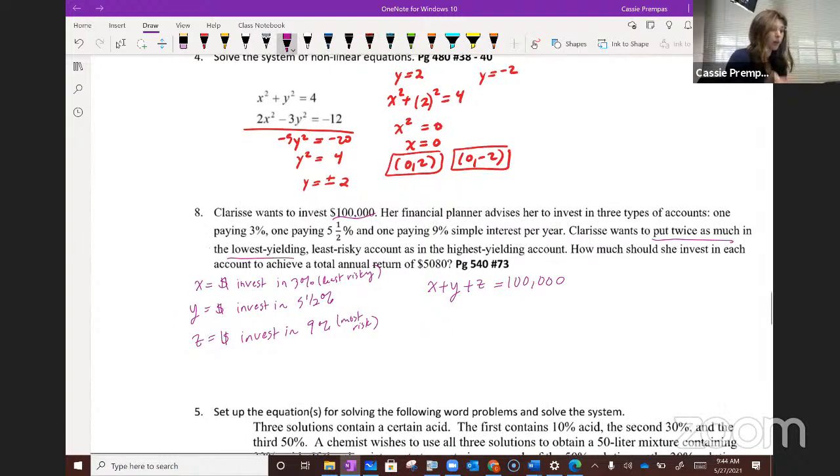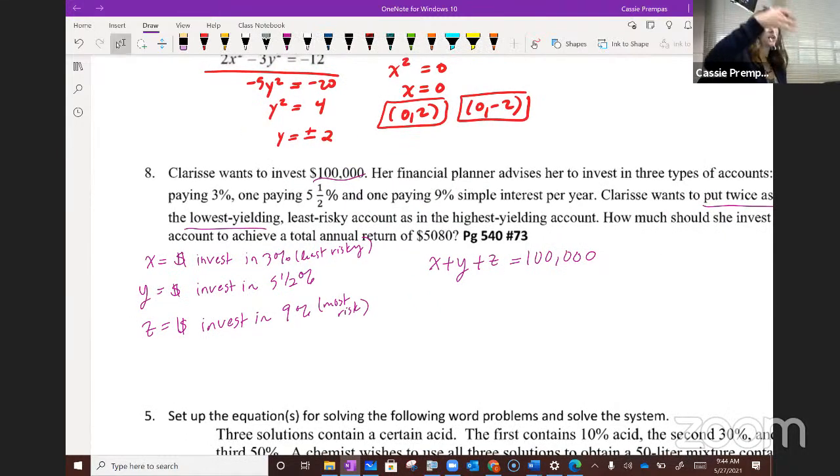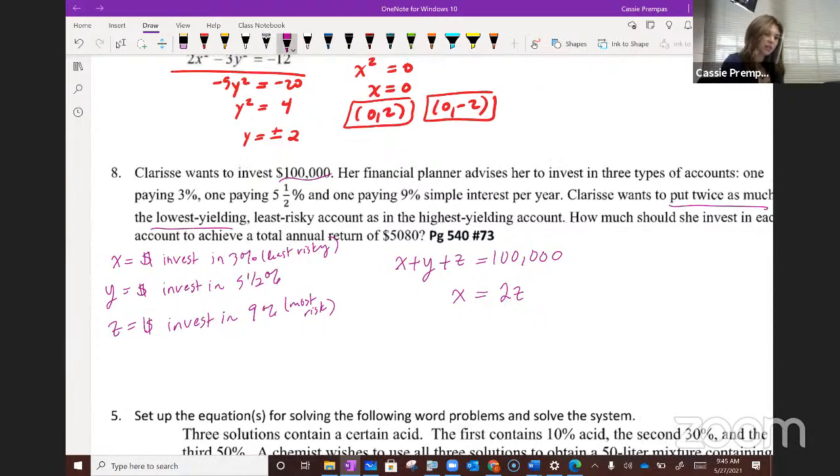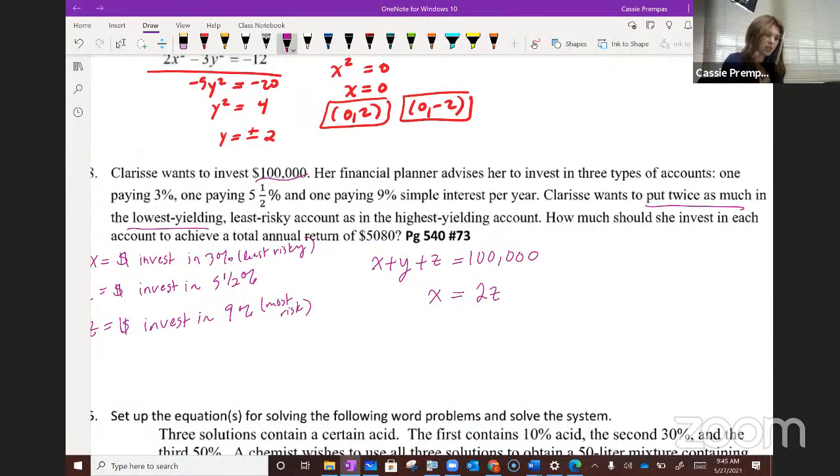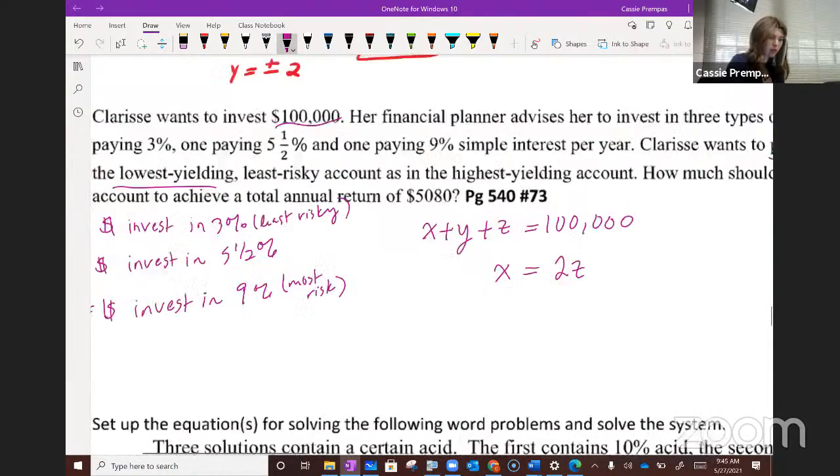So I would start with the one that she's going to have more dollars in. So if she's going to put more dollars in X, then X equals how much more? She's putting twice as much in X as she is in Z. So what did you say, Lily? I just want to check. X equals 2Z. Perfect. And then the last one, it says, how much should she invest in each account to achieve a total annual return of $5,080? How are we going to set up that one?